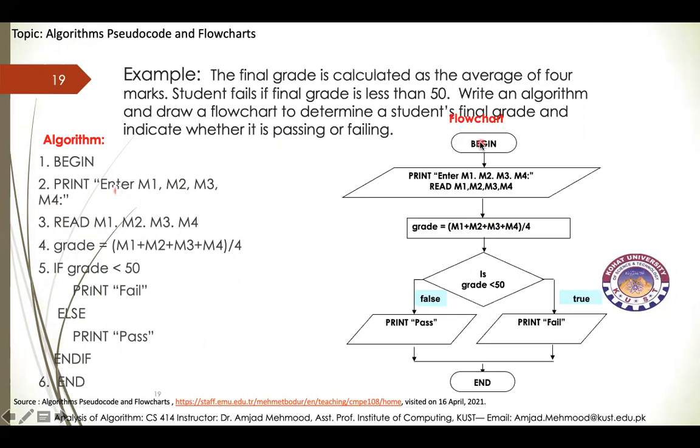Similarly, if you come to the flowchart, you can see that through this input symbol, it is asking for the 4 subject marks, and then it reads those marks, and then the average will be calculated through this processing symbol, and then through this condition symbol, the condition will be evaluated. If this condition is true, then this prints fail, otherwise, if the condition is false, it prints pass.